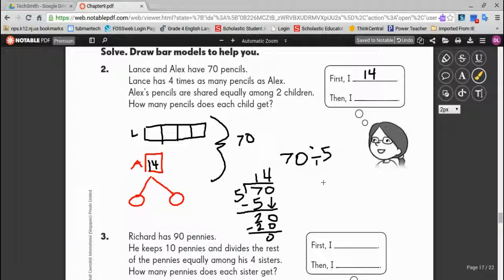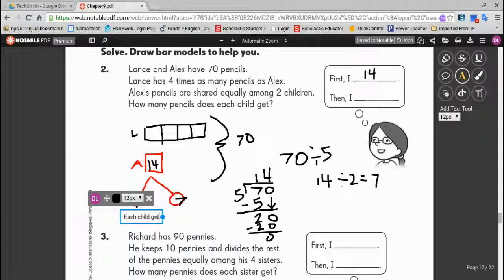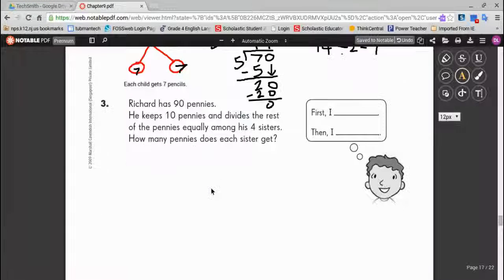And if you split and share equally by 2, that means you're also dividing. So we're doing 14 divided by 2, which we know is going to be equal to 7. So each child is going to get 7 pencils. And let's write that in a sentence. Each child gets 7 pencils. Okay, let's look at number 3.